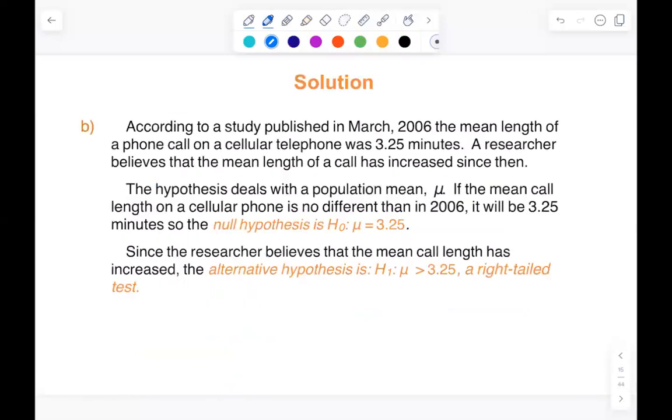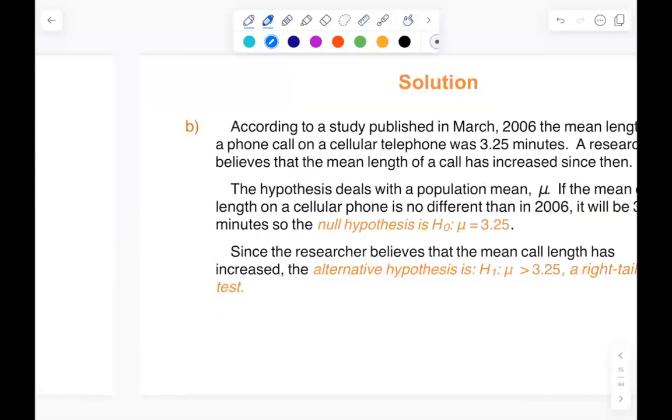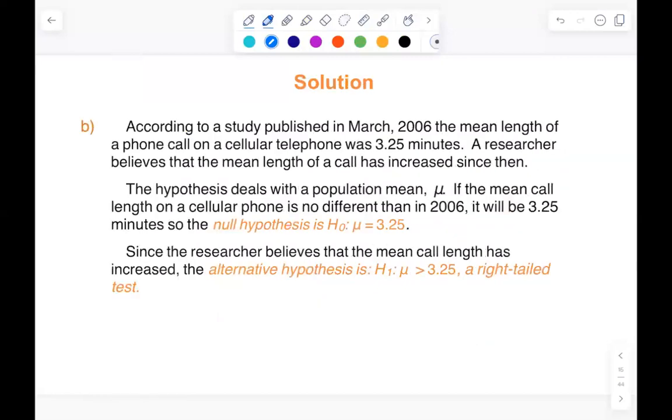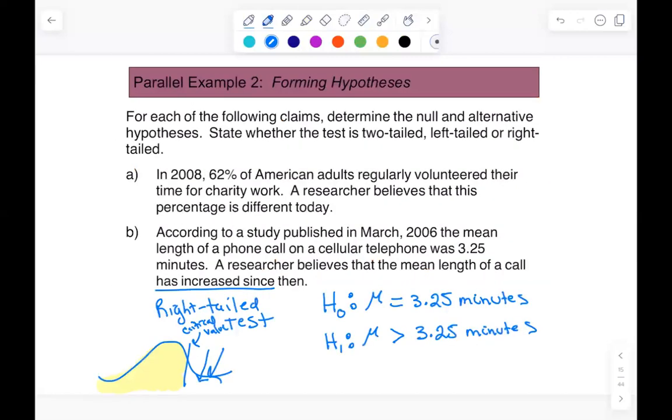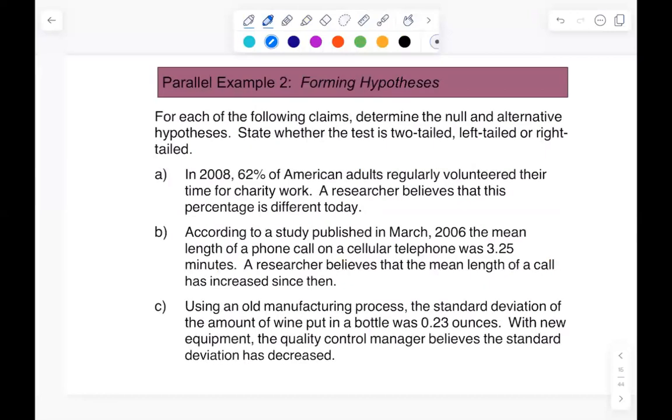Okay, so because we think mu is greater in that instance, then we're looking at a right tail. If we thought it was less, then it would be a left tail. Exactly. Which is what our next example is. We have our right tail test, we have our null hypothesis. All right, let's move on to the last one.